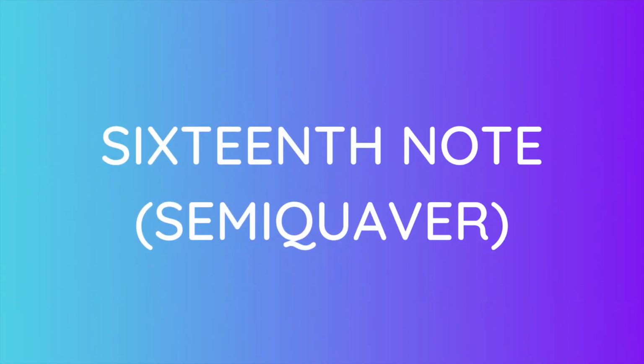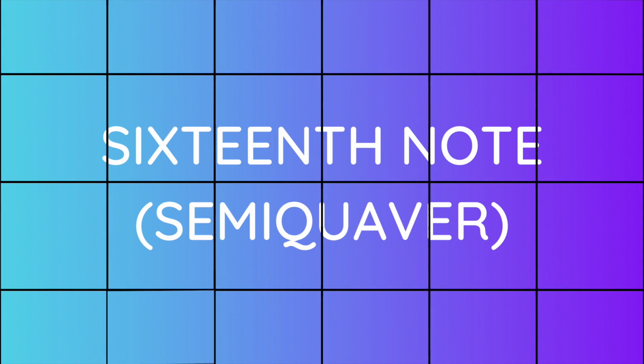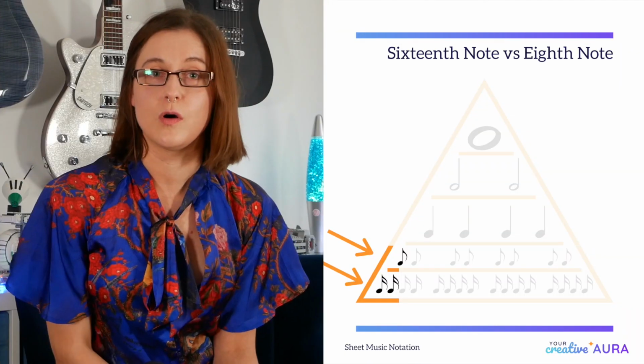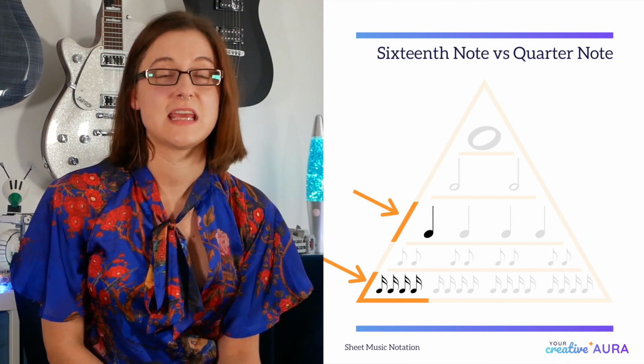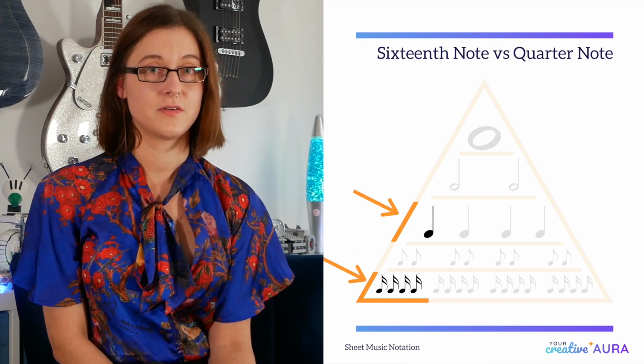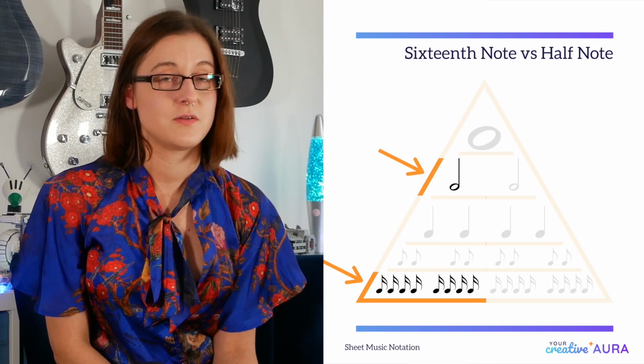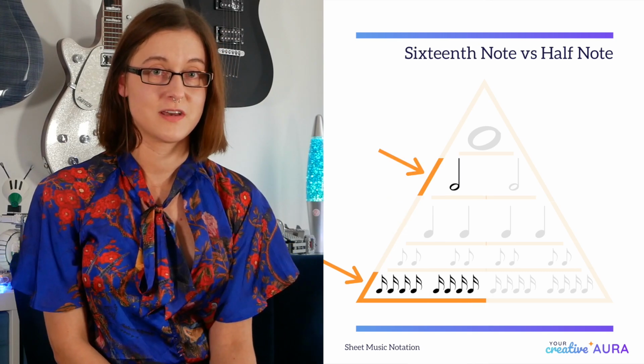So lastly, the 16th note. Now 2 16th notes equal 1 eighth note, 4 16th notes equal a quarter note, 8 16th notes equal 1/2 note, and 16 16th notes equal 1 whole note.